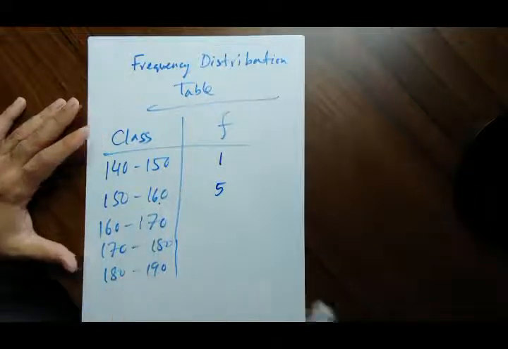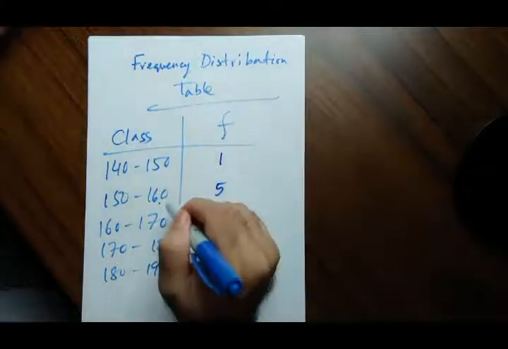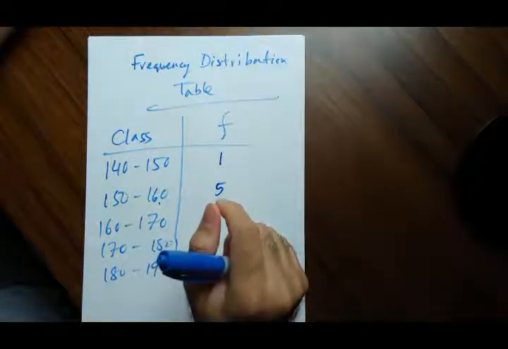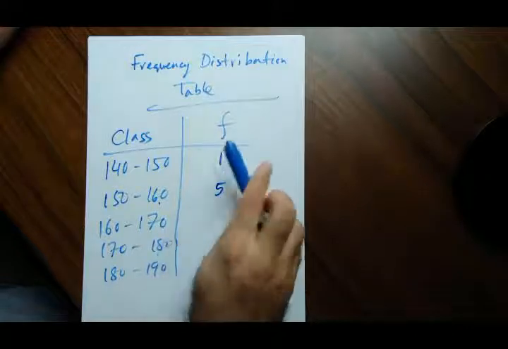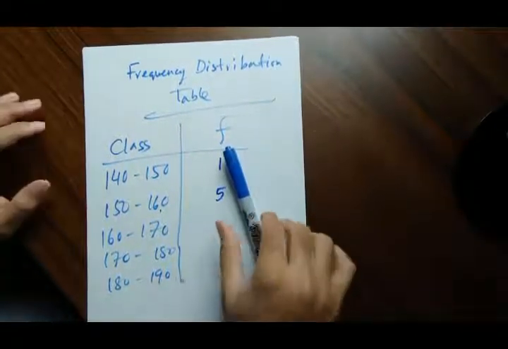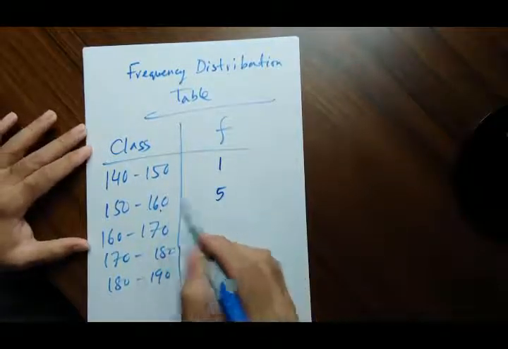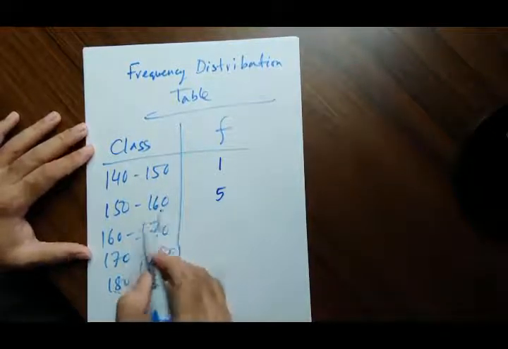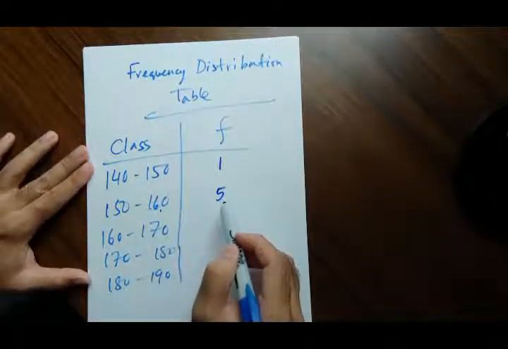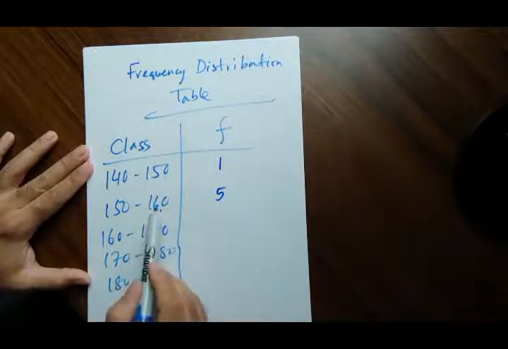So what we are talking about here is that if we have a 160 in the data set, where should I put it? Where should I count it in the frequency? Is it here or is it here?